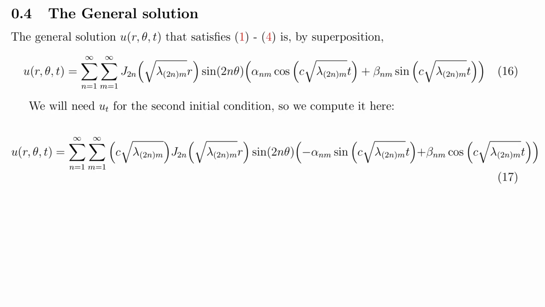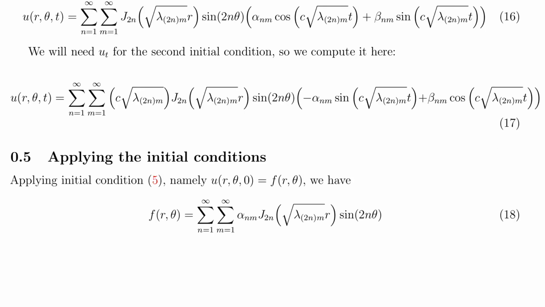We're going to need u sub t for the second initial condition, so I've written it down here in equation 17. Let's now apply the initial condition: u of r, theta at t equals 0 should be given by the function, the initial shape function f of r, theta. So when we evaluate equation 16 at t equals 0, we get equation 18.